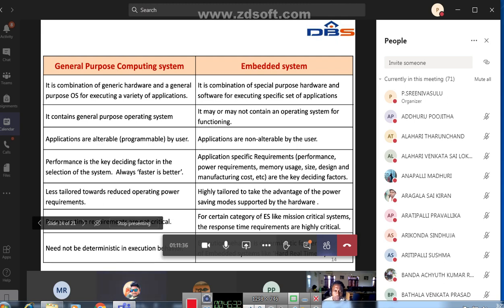What I am saying is this: performance, power requirements, memory usage, size, design and manufacturing cost. These are the deciding factors to design an embedded system. Some embedded systems need to be time critical, and for some embedded systems we do not need any time critical applications.